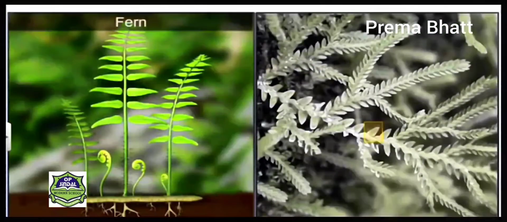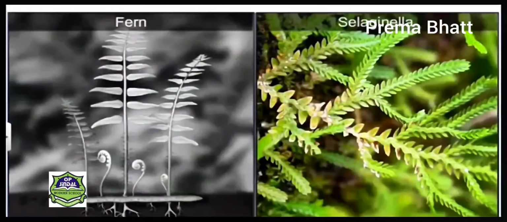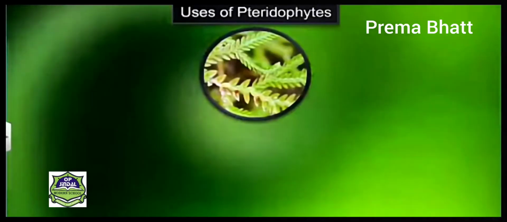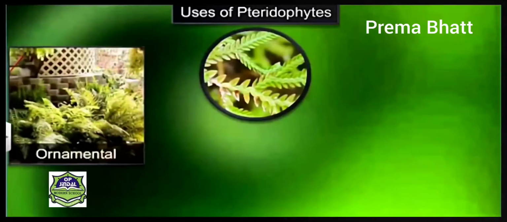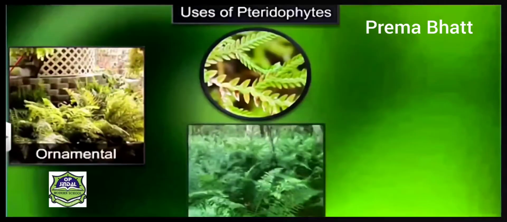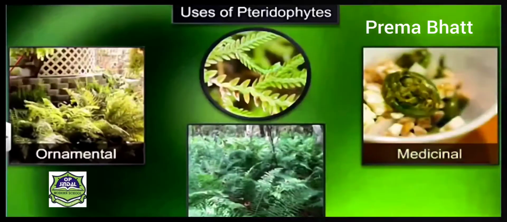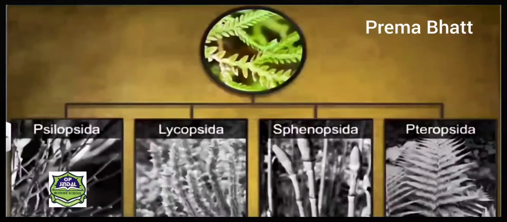Now these pteridophytes may have big leaves like ferns or very small leaves like Selaginella. Pteridophytes have been used differently as ornamental plants as well as for their medicinal value. Now let us study about different types of pteridophyta.